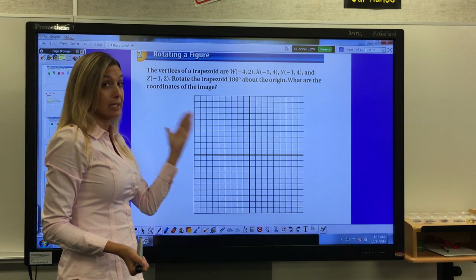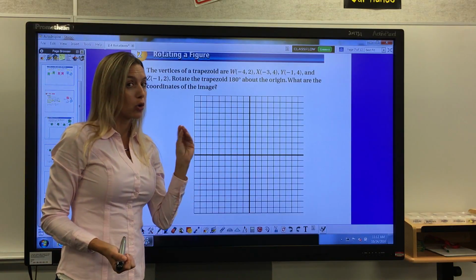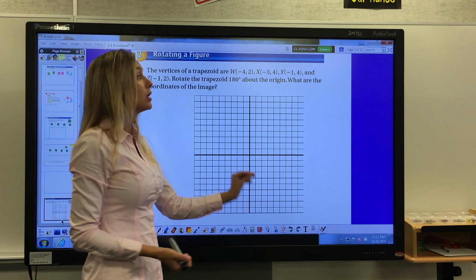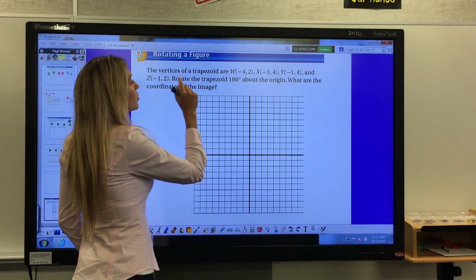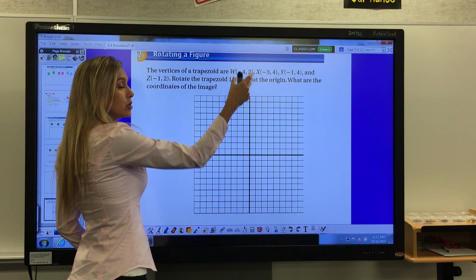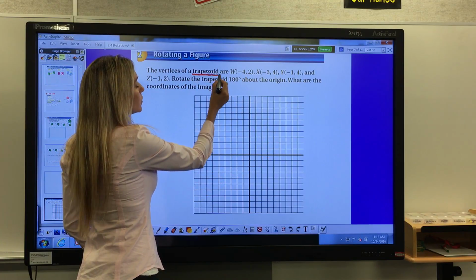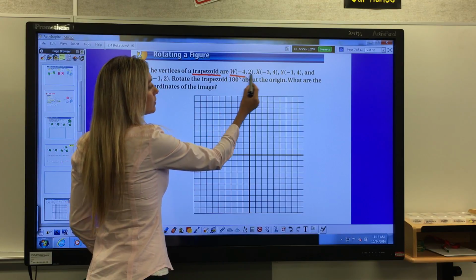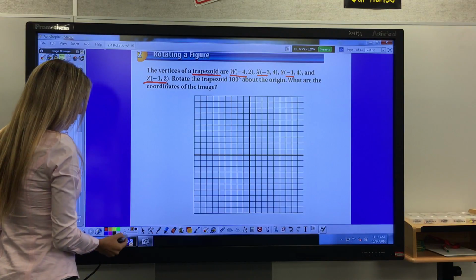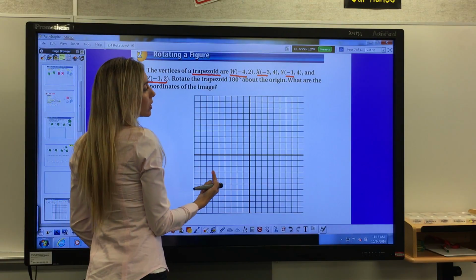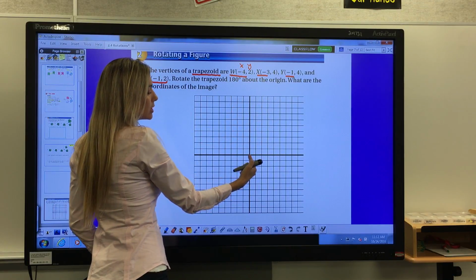So now let's see. We're going to be rotating on a coordinate plane. I really want you to pay close attention, all right? So this is what you're going to do. Step 1 is plot the image on a coordinate plane. So I have a trapezoid, and I have points W, X, Y, and Z. Let's plot it. Point W is -4 on X and 2 on Y. So from the origin, go 4 units left.